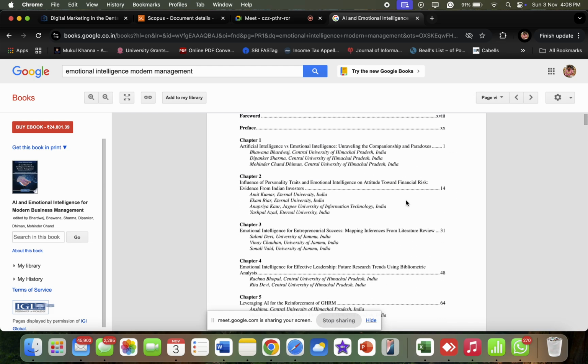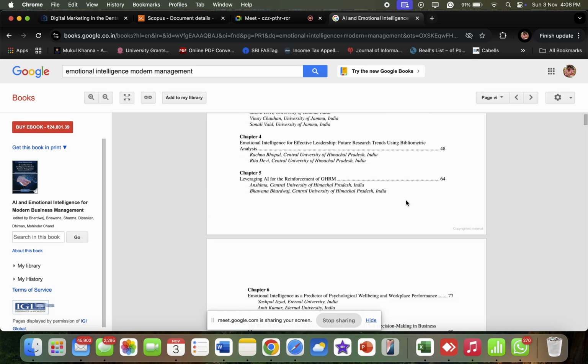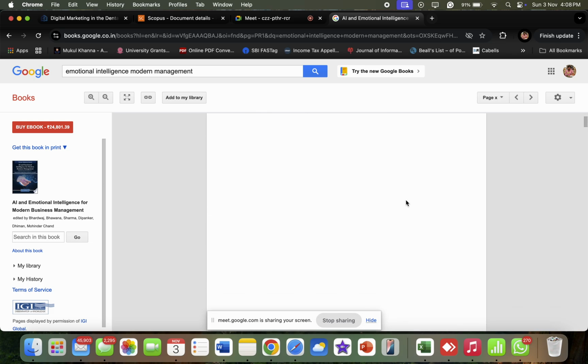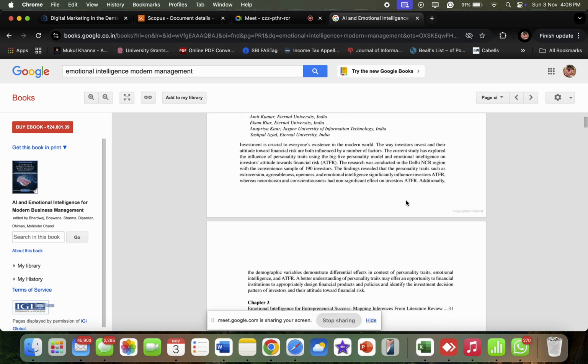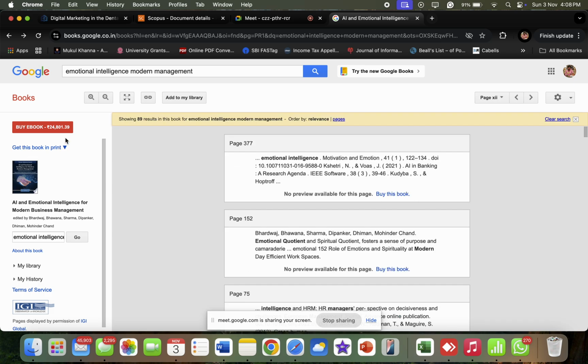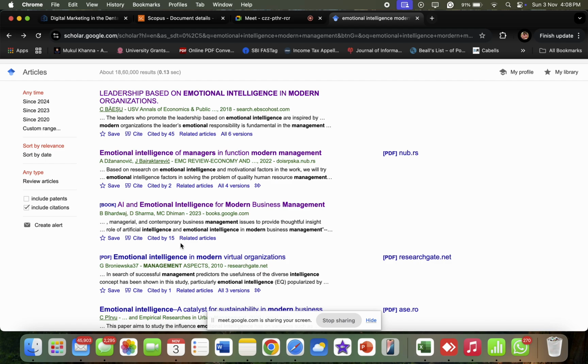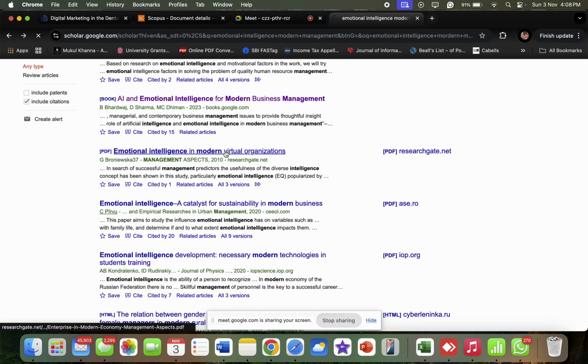So this is a table of contents of what they have written. This is an entire book, I guess. So let's try to figure it out. It takes a little bit of time when we are searching for some papers.